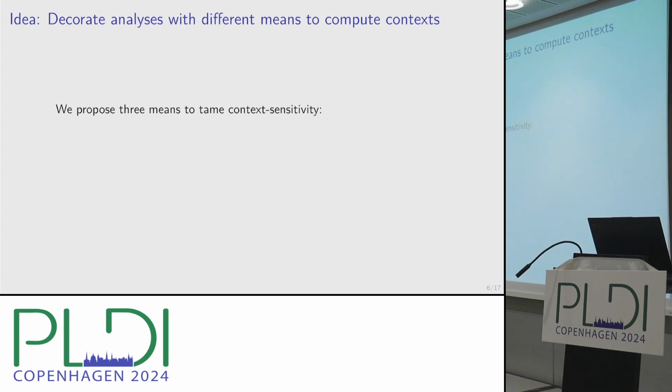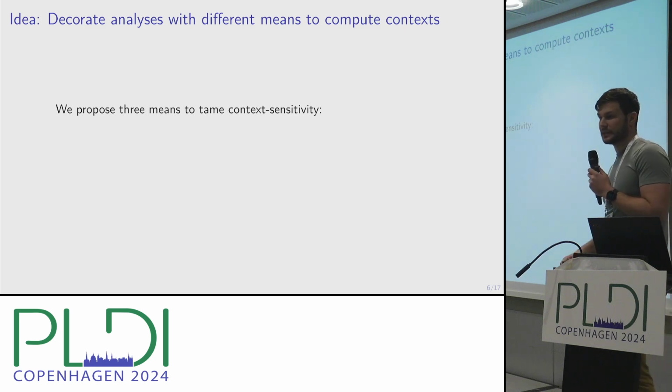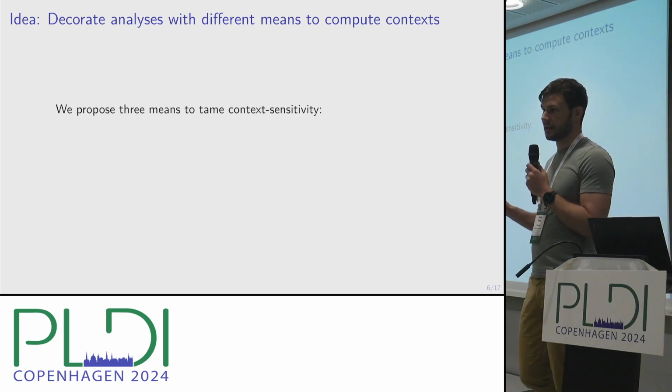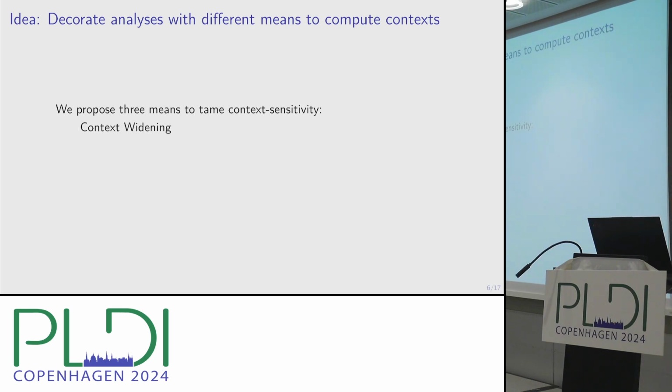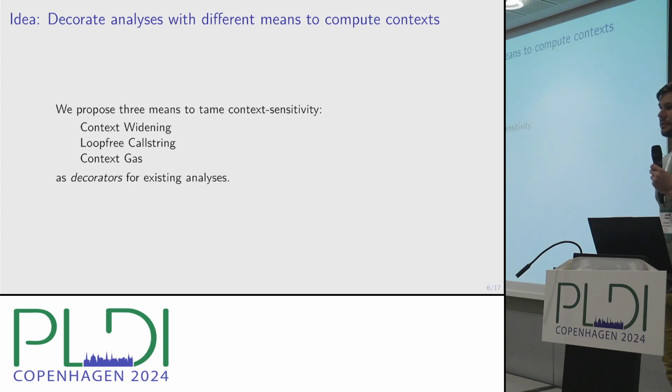So we propose three such approaches that allow us to tame context sensitivity, and they are called context widening, loop recall string, and context guess. And to avoid changing existing analysis implementations, we implement them as decorators or as wrappers around existing analyses.